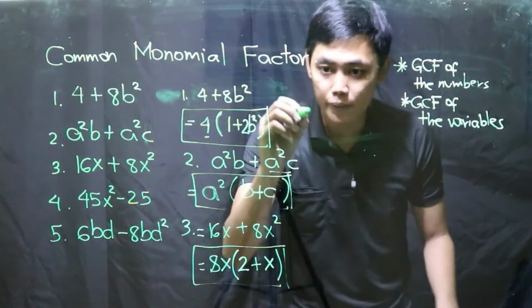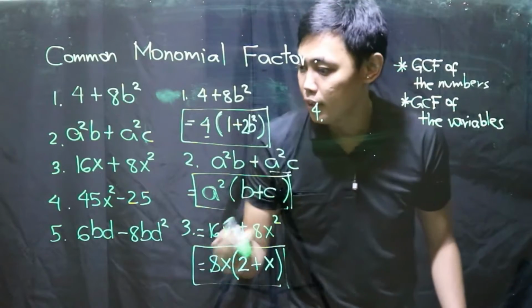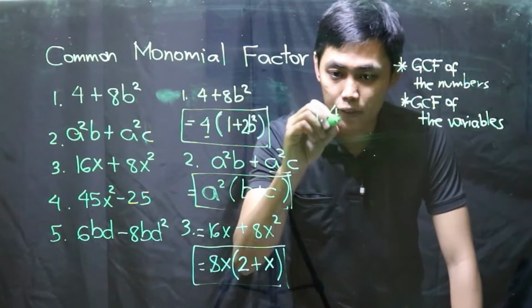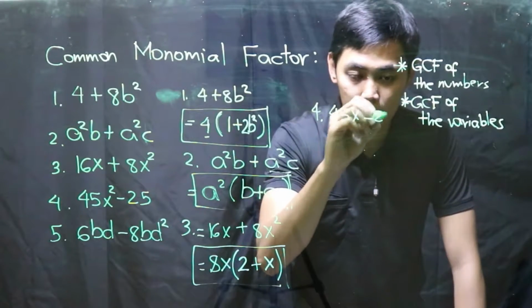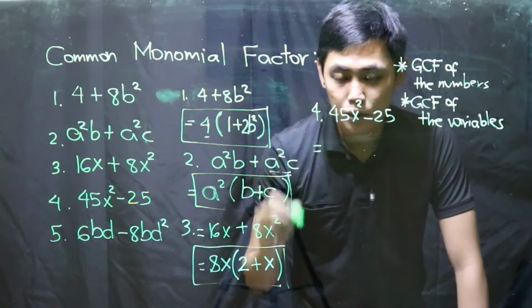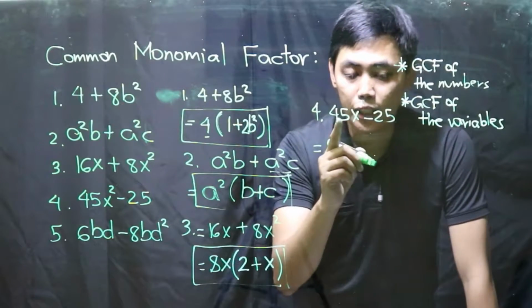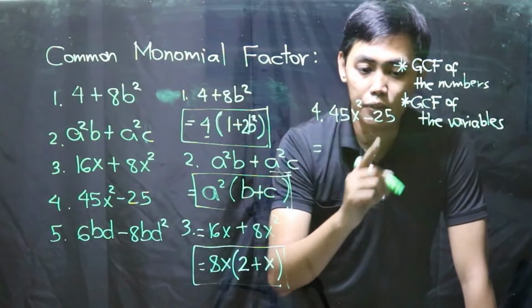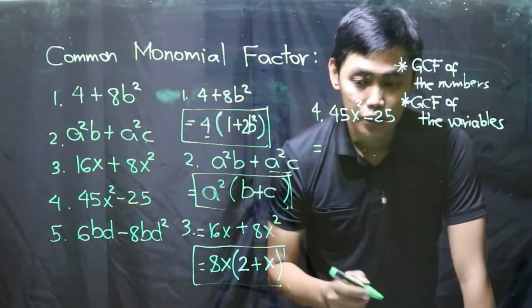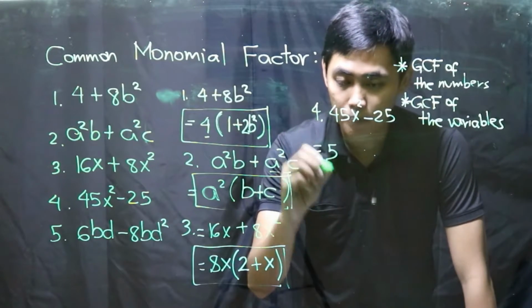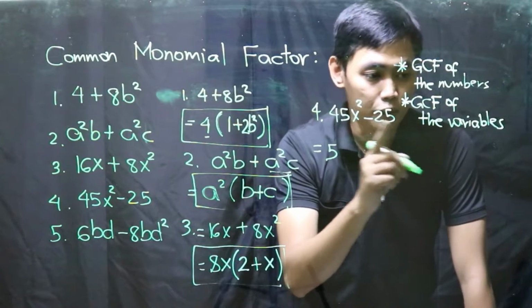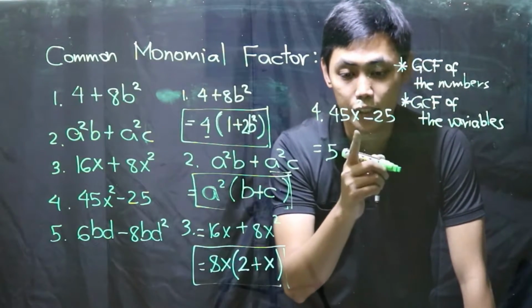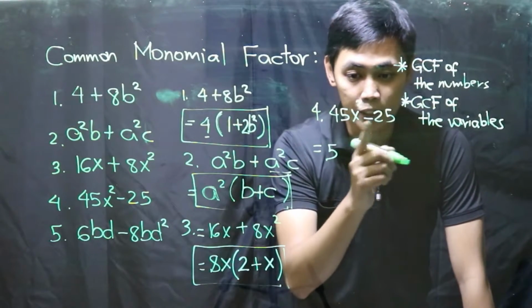Okay, so number 4. We have 45x squared minus 25. So, what is the common factor of 45 and 25? The answer is 5. Is there a greatest common factor of variables? There is none. Okay? Walay pares.